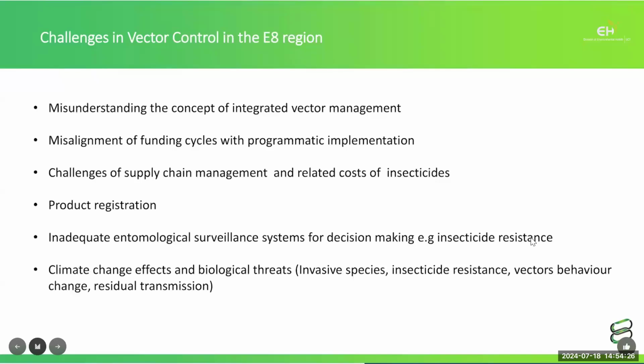Prof. Basil did mention the issues about behavior, whether they are biting outdoor or biting indoor because of the pressure of the insecticides that we're putting across, or maybe residual transmission after all the interventions have been put in place optimally, but we still notice that there's transmission. Then how do we ensure that our entomological surveillance systems are robust to be able to track that? So that also seems to be one of the challenges that is being noticed in the region. Next slide, please.